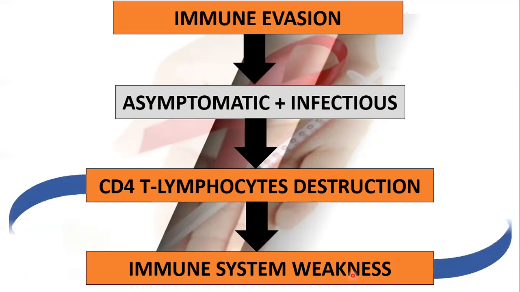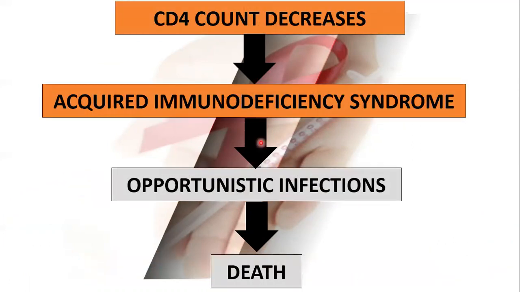So the body would be having an increase in the viral load. However, the CD4 T lymphocytes would continuously decrease. And so it would lead to a point in time wherein the CD4 count would be less than 200. And that would now qualify us to diagnose the patient to be having acquired immunodeficiency syndrome, which predisposes the patient to have opportunistic infections. And these opportunistic infections would be the most likely cause of death of these patients.